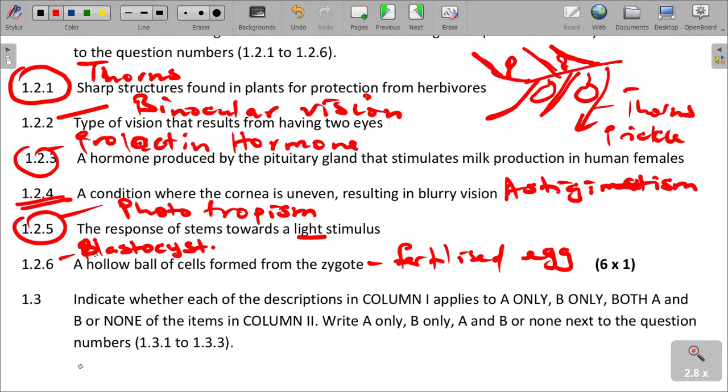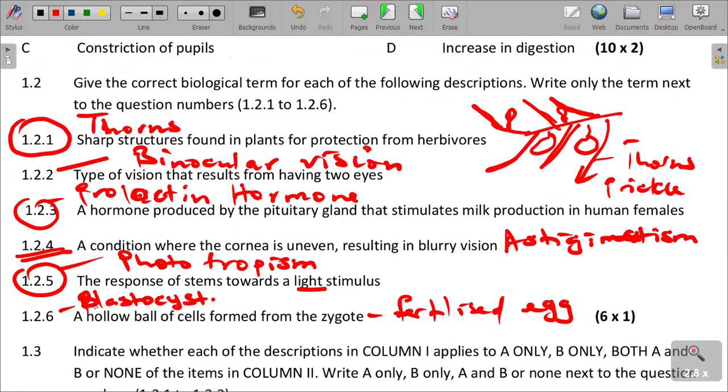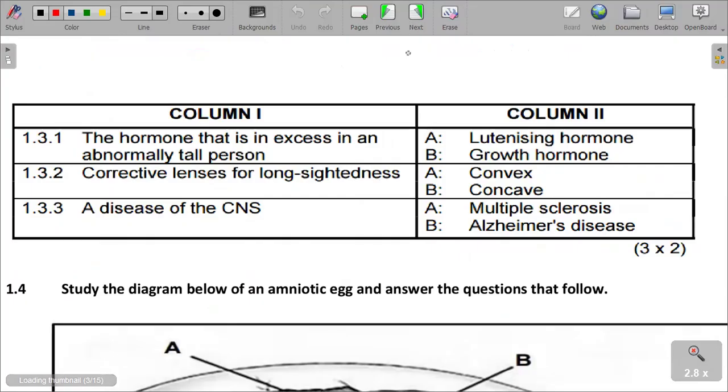So that is it. I'm sure that you are following, and it's quite interesting. Let's do it together and let's get the best marks. With question 1.3, I'm sure you know the instructions there. It is either applying on A, B, none, or both.